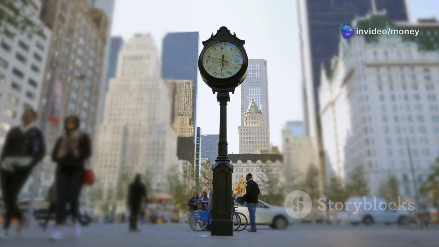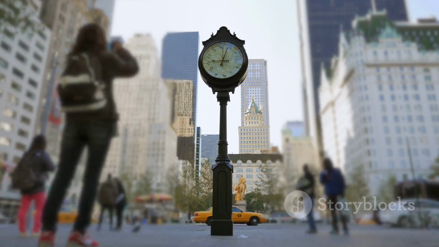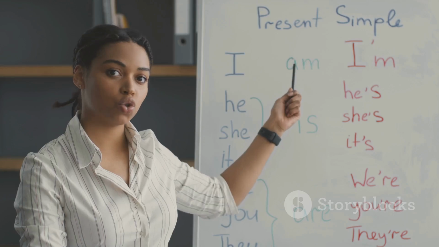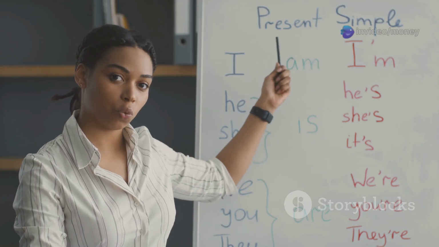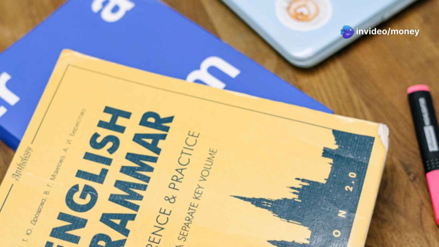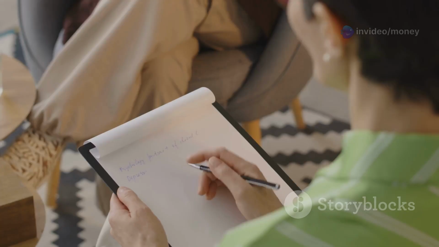For example, they can tell us if an action is completed, ongoing, or has a connection to another time. Combining the main tenses with these aspects allows for precise expression. This guide will help you understand each of these combinations clearly.